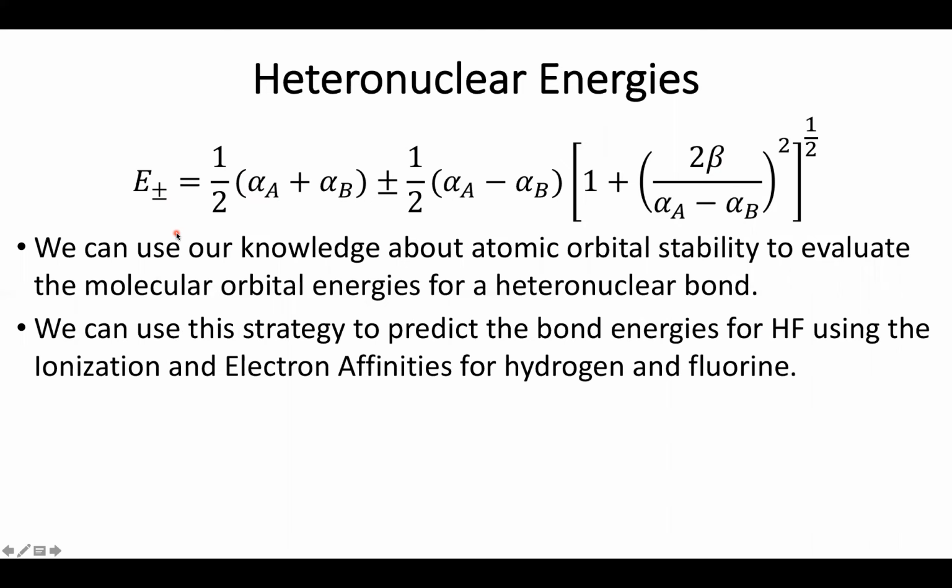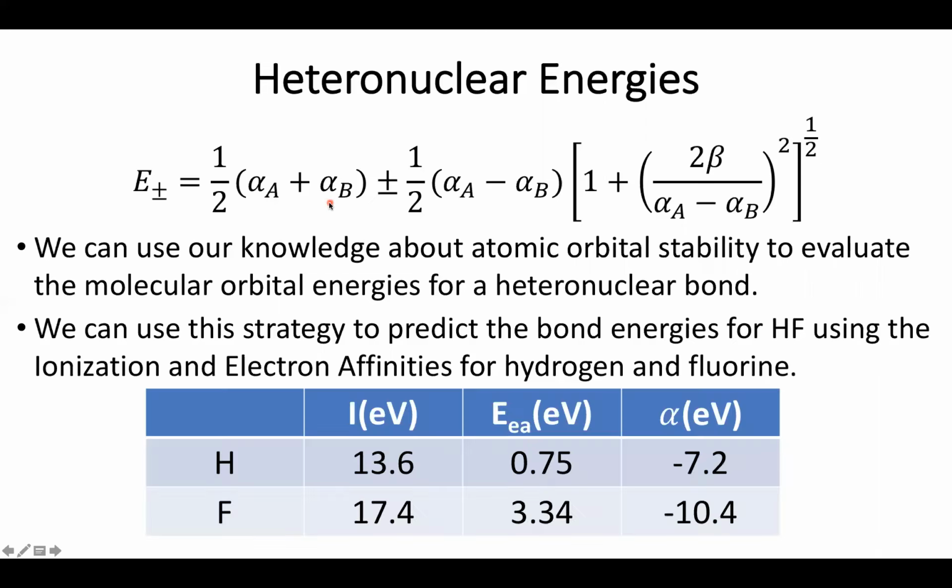So in order to start with this, we're going to need our two Coulombic integrals. A good place to start is to make use of the ionization energy and electron affinity tables in the back of your book. So I went ahead and made use of this to grab the energies for hydrogen and fluorine. That way we can make some hydrofluoric acid. The values are provided down here.